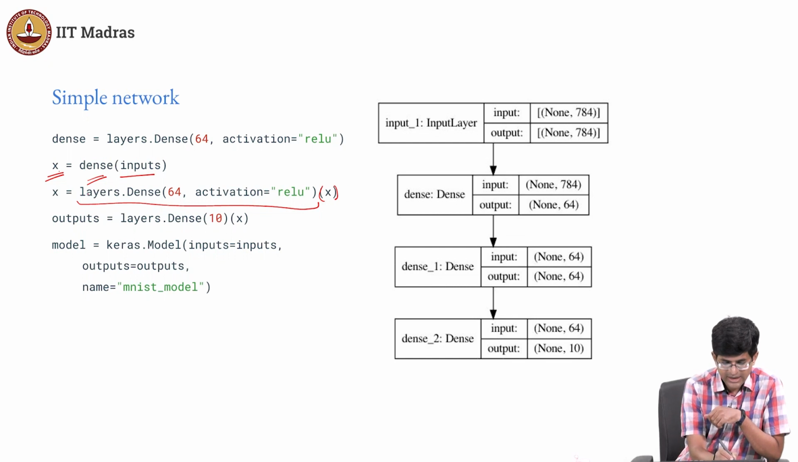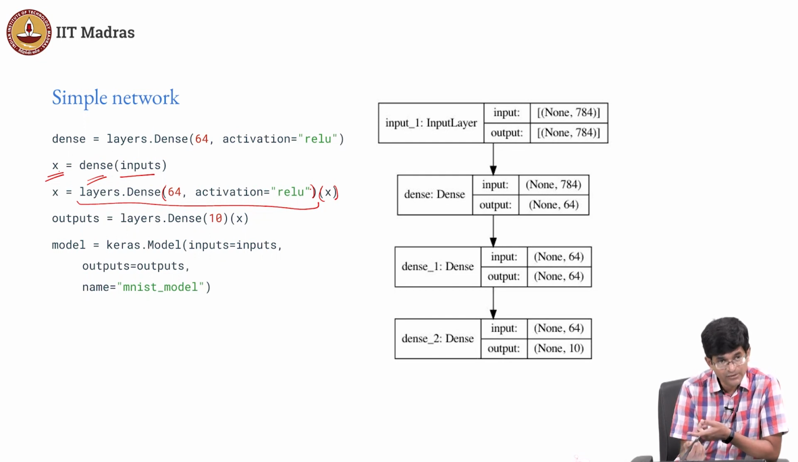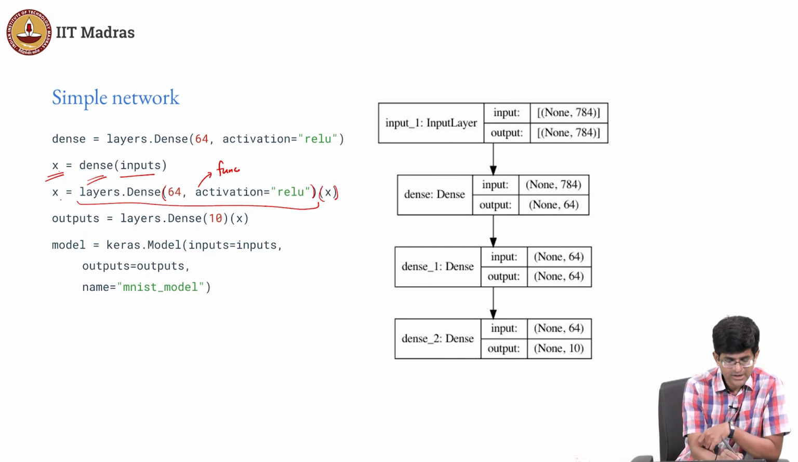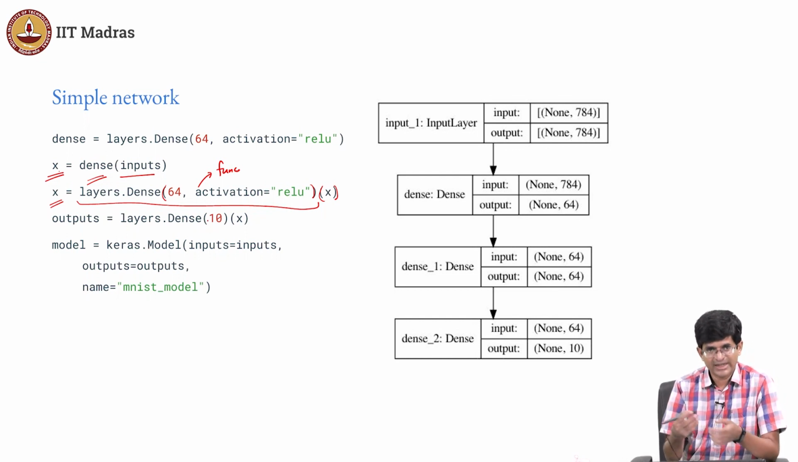So in other words, this layers dot dense, this entire thing itself is a function call, right? Because after all, layers dot dense looks like a function call. It takes parameters and it's doing something, but what it's returning is itself a function. So this is a function which is then being applied to x. What it returns in turn is also a function. And why am I making a big deal out of this? We'll get to that later, because that's the point of where we are going with all of this.